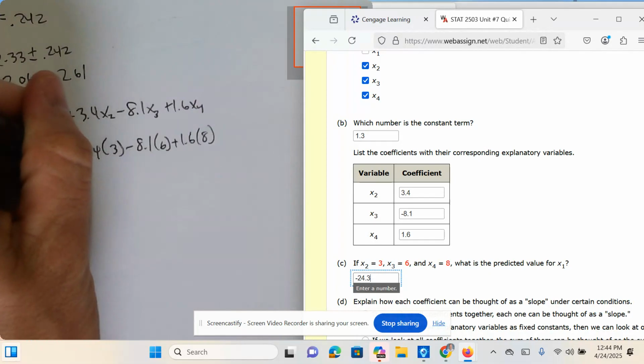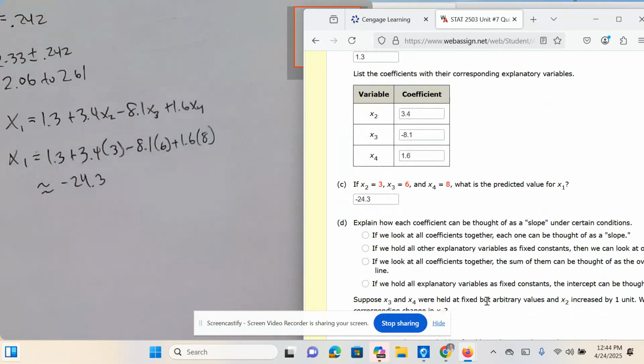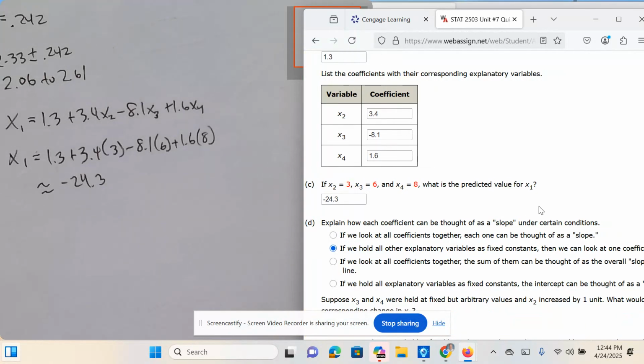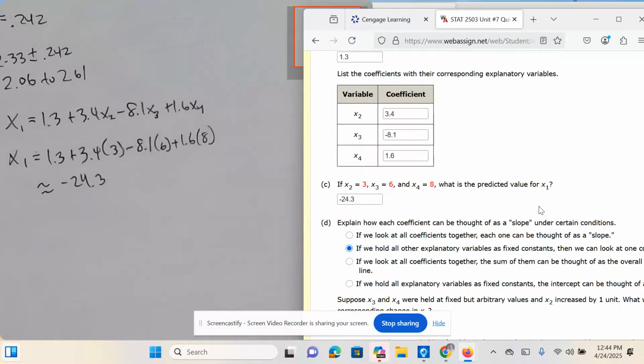Okay. Now, explain how each coefficient can be thought of as a slope. So if we hold all the other explanatory variables as fixed constants, then we could look at one coefficient as a slope. Okay. All right.